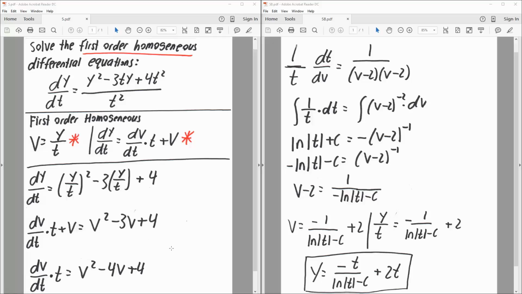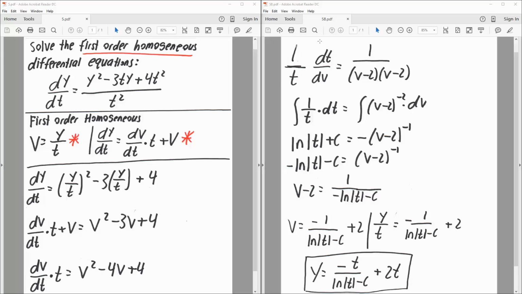And the next thing we'll do is transfer this v over to the right. So we would get dv over dt times t is equal to v squared minus 4v plus 4. And the next thing we can do is flip it, because if you see, we have dv over dt times t. What we want would be 1 over t dt divided by dv. This will allow us to separate dt with t and v with dv.